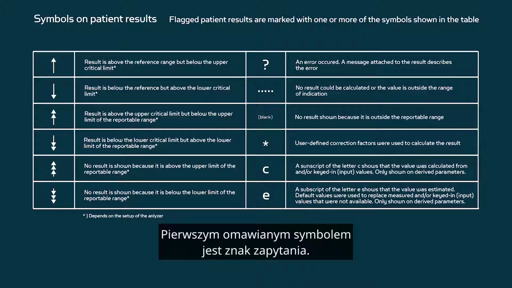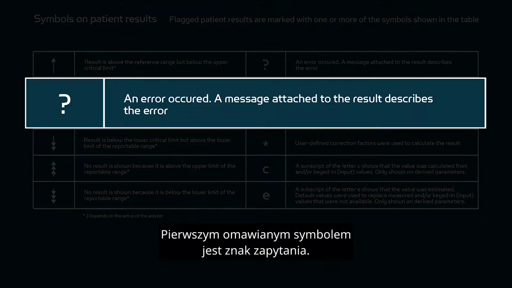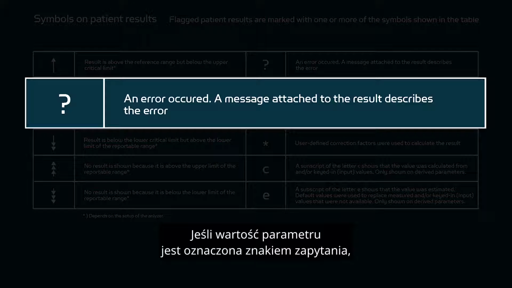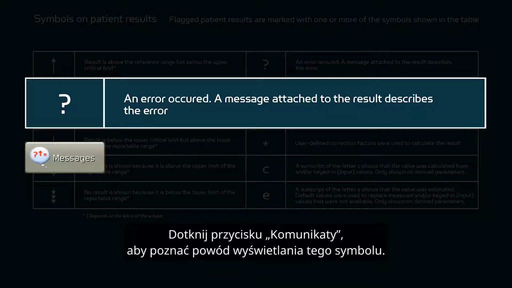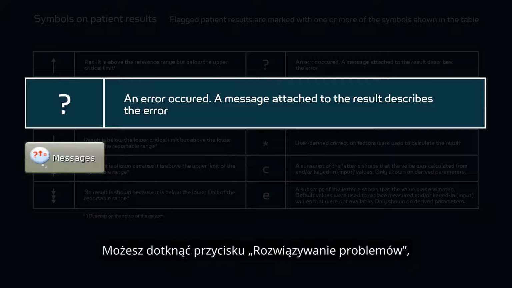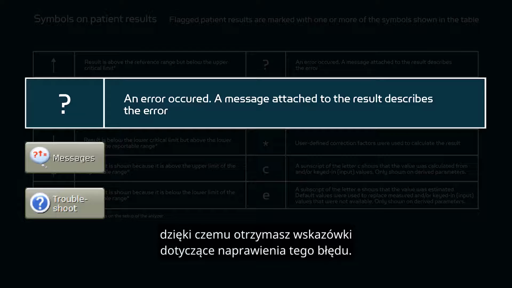The first symbol we will cover is the question mark. If a parameter result is marked with a question mark, an error has occurred with that parameter. Tap the Message button to see what is causing the question mark. You may tap the Troubleshoot button, which will guide you on how to mitigate the error.